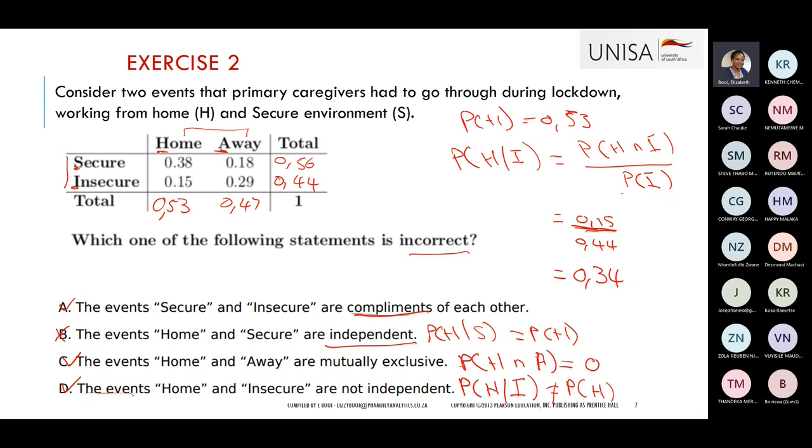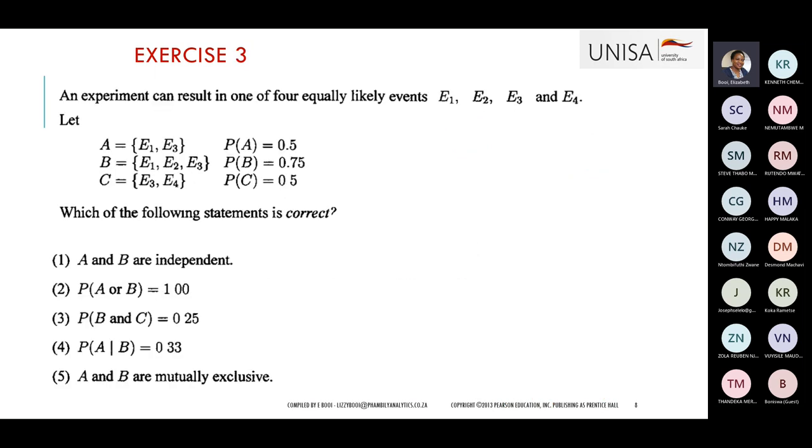I hope you do understand how you're going to answer the questions. Sometimes you will not be given only the table with two. You might be given the table with three categories or four categories, maybe home, away, and on holiday, or something like that. You still need to be able to calculate the probabilities based on that. And sometimes the questions might look like this.